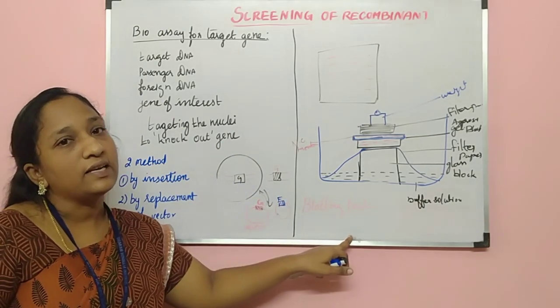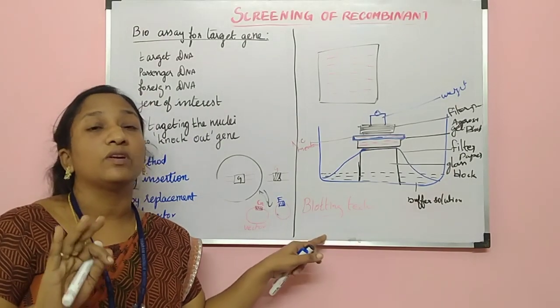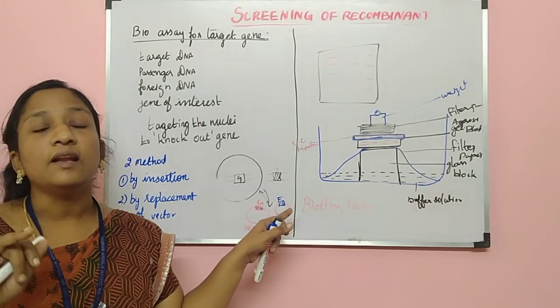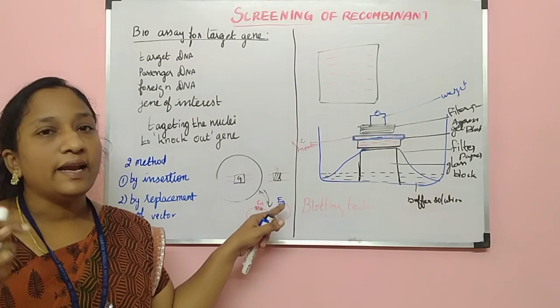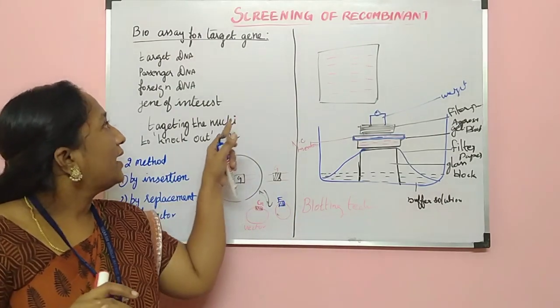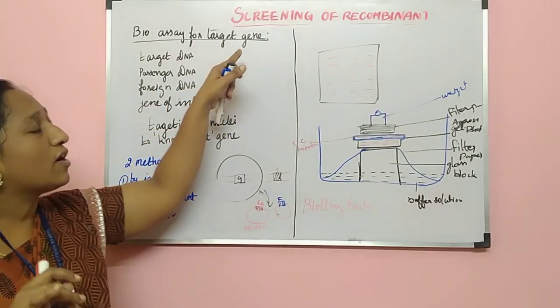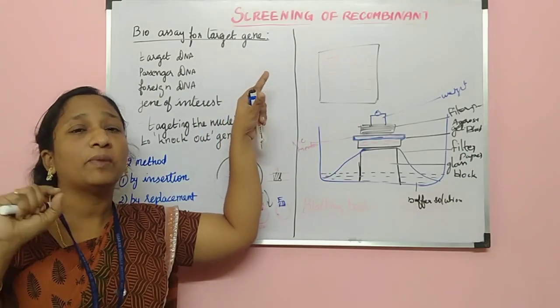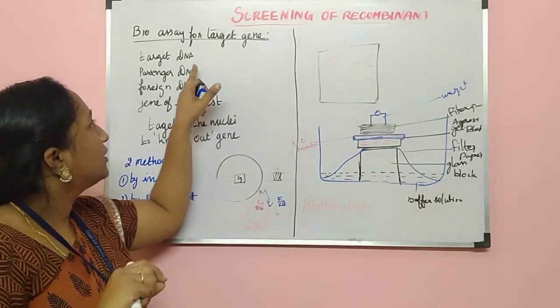So already three techniques are there. What are they? Northern, Southern and Western, based on DNA, RNA and protein. And the next one we learned is bioassay of target gene. To find the function of a particular gene, we can go for this technique.